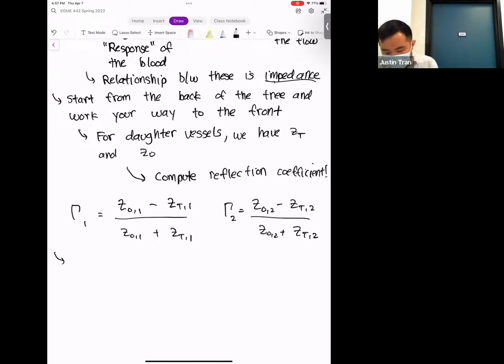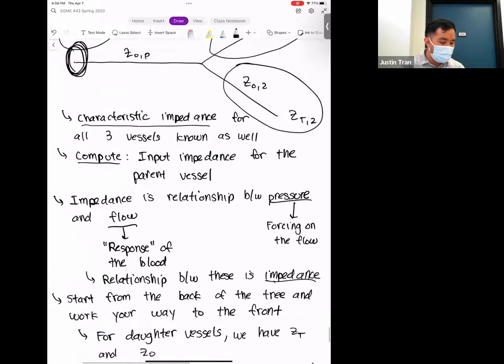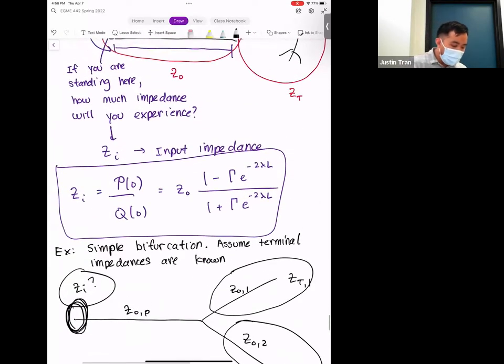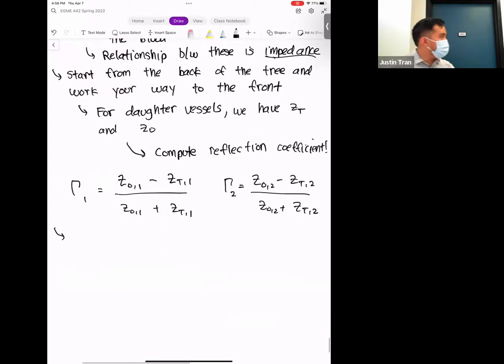And so that's significant because now that we have the reflection coefficients, if we scroll back up and see what that allows us to compute, if we look at this formula for the input impedance, all that it relies on is that we have to know the reflection coefficient, the length of the vessel, as well as lambda, but lambda is easy to compute. And so from these reflection coefficients, we can compute the input impedances of both the daughter vessels, okay?